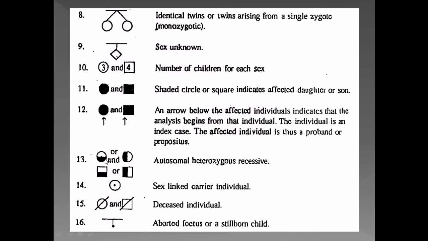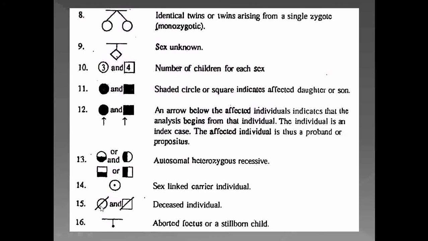Okay. Then if the circle is half filled horizontally or vertically, similarly in case of a square, if it is half filled horizontally or vertically, it will indicate the autosomal heterozygous nature. Then if the circle shows the presence of a middle dot, it will indicate the female is a carrier. Okay, or this sex is a carrier.